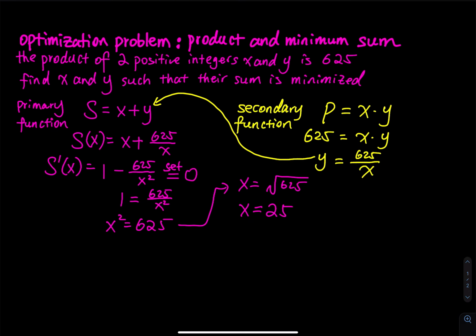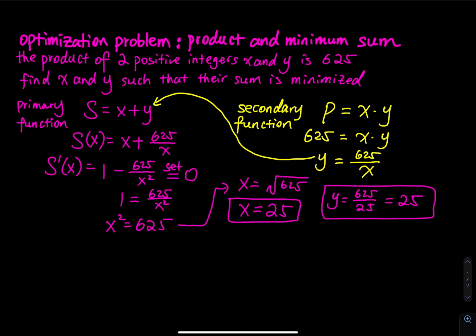And then what else? When x is equal to 25, this is a critical number. And then what is y equal to? y is equal to 625 divided by 25. Oh, it looks like y is also equal to 25. So y is also equal to 25. And then are we done? We are not. We are not done at all.